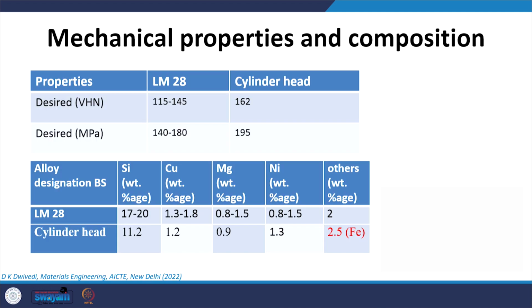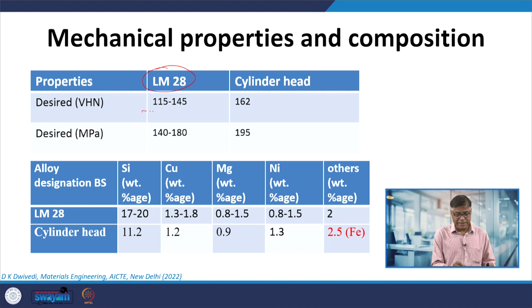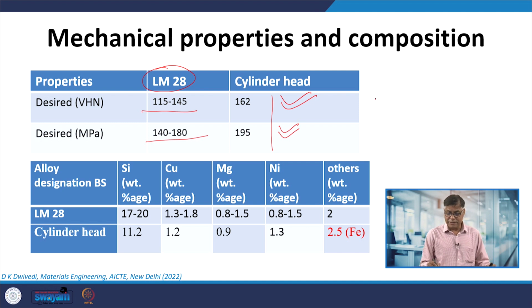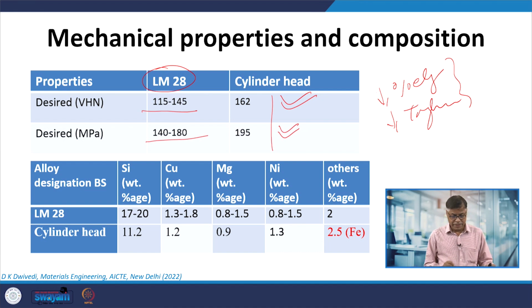The cylinder head was made of LM28 alloy, for which the desired hardness was 115 to 145 and the desired ultimate strength 140 to 180 MPa, while the cylinder head showed much higher hardness and much higher tensile strength. Of course, it will then have lower percentage elongation, that is ductility, and lower toughness. So, this makes the alloy more sensitive to cracking in the presence of residual stresses.